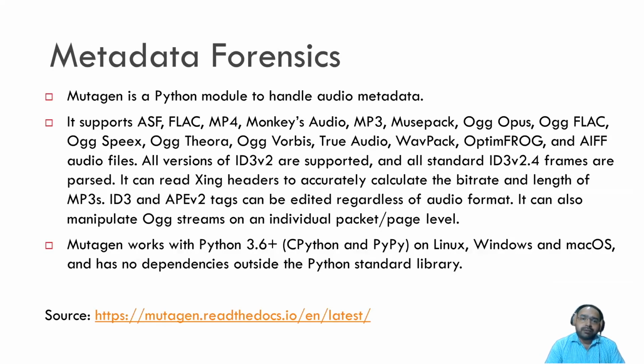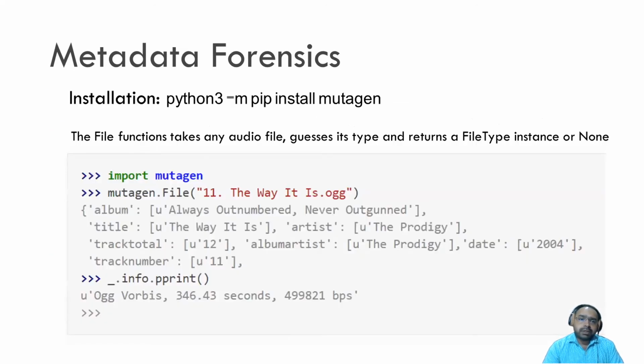Then finally the metadata forensics. In metadata forensics, we have to use the mutagen Python module to handle audio metadata. You can see here that it supports many audio formats, including MP3, OGG, and so on. Again, it's a pure Python library, which means there are no dependencies outside the Python standard library. Now you can install mutagen using the python3 -m pip install mutagen command.